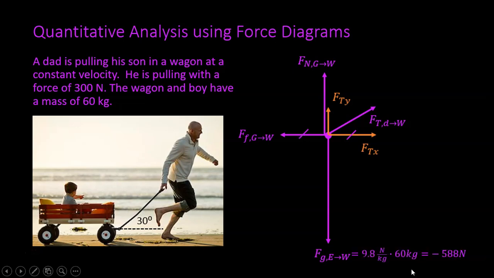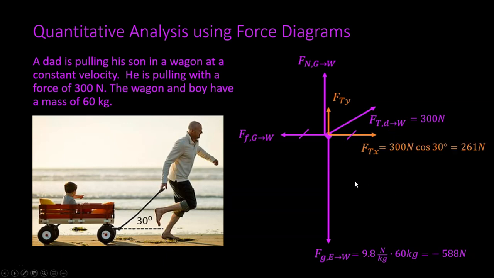Let's move on. We're given the mass, so we can calculate the strength of the gravity force, which is 588 newtons in the negative direction. Let's look at the known forces. Well, in the problem, it told us that Dad was pulling the wagon with 300 newtons of force. Next, we need to calculate the strength of the x and y components of the tension force. And let's start with the horizontal component.